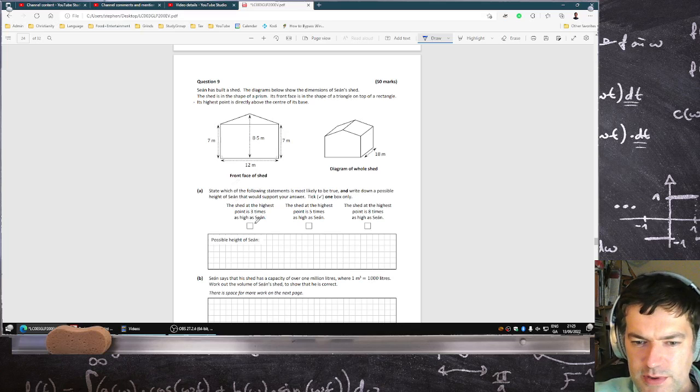The shed at the highest point is 3 times as high as Sean. The shed at its highest point is 5 times as high. The shed at its highest point is 8 times as high. Well, the shed is 8.5 at its highest point. So, I mean, Sean's not going to be that tall. 8.5 divided by the possible height of Sean.